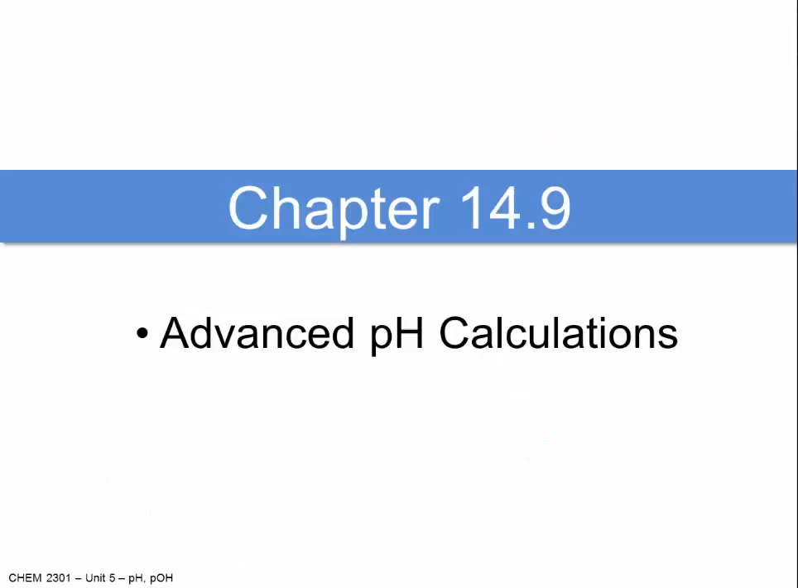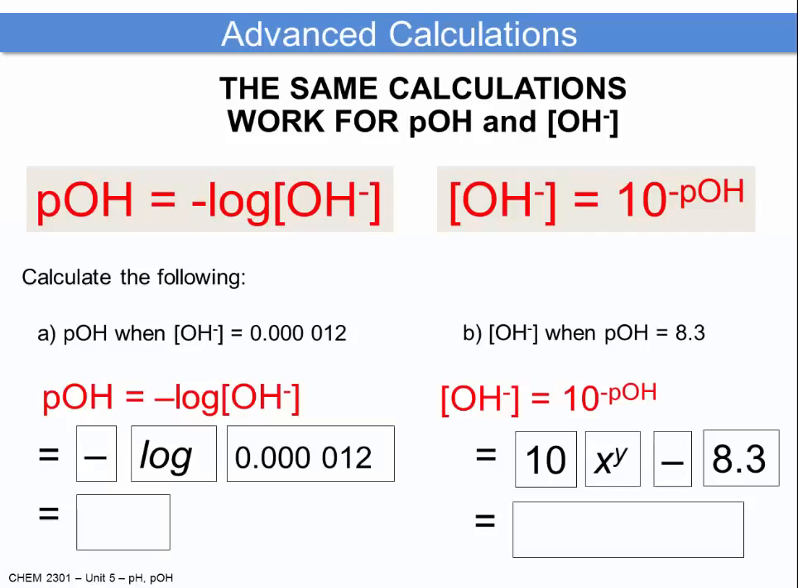Now we can start to look at advanced pH calculations. The same calculations that we've looked at so far for pH work for pOH and the OH minus concentrations. So pOH is the negative log of the hydroxide ion concentration. The hydroxide ion concentration is 10 to the negative exponent of the pOH. So we can look at the following questions.